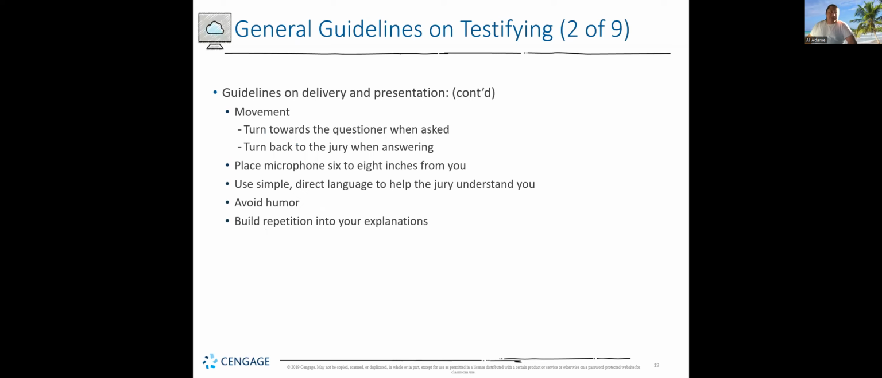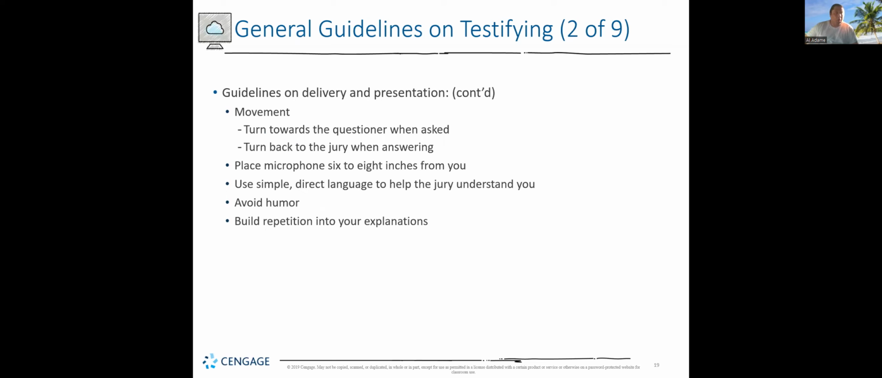Guidelines on delivery procedures, continued. Movement: turn towards the questioner when asked, then turn back to the jury when answering. Place microphones 6 to 8 inches from you. Use simple, direct language to help the jury understand you. Avoid humor.